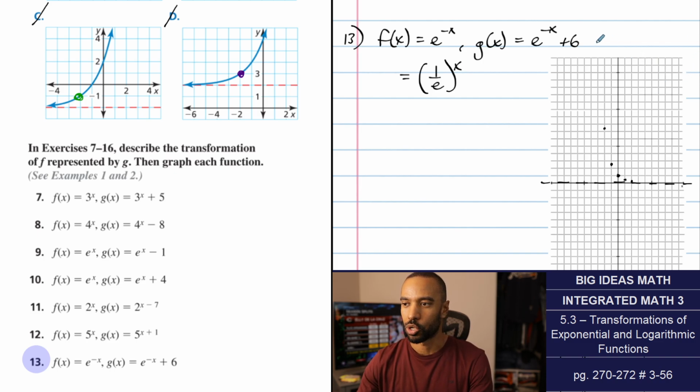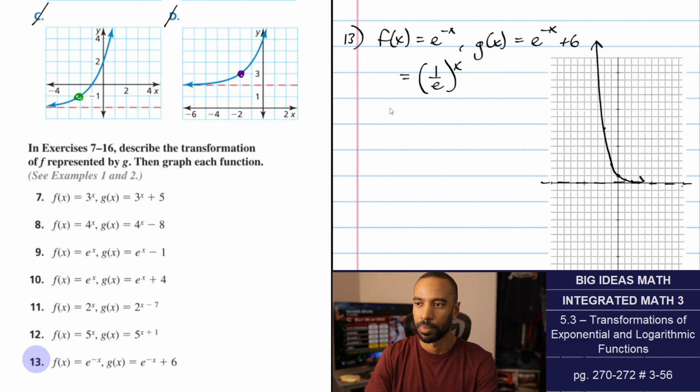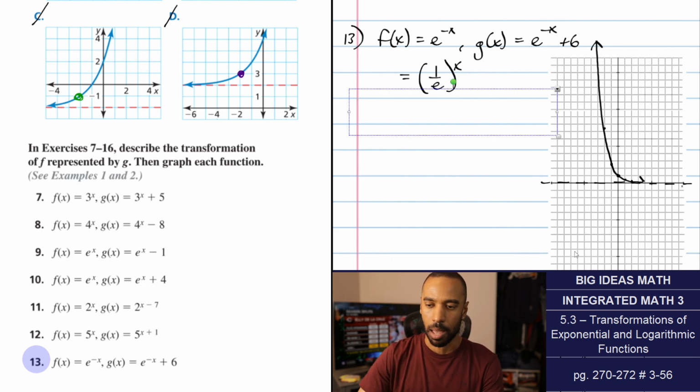But there is this graph, and the +6 will mean we're going to translate 6 units up from this graph. This is the original function, and from here 6 units higher will be g. So the graph of g is a translation 6 units up from f. Let's copy paste it. We'll be good.